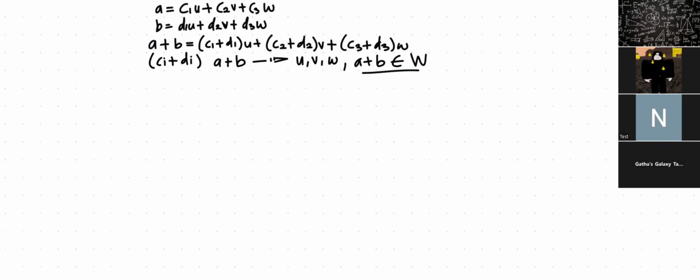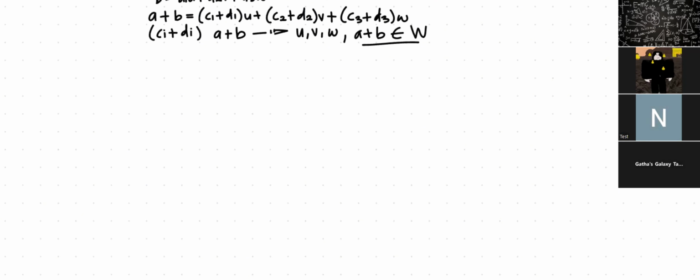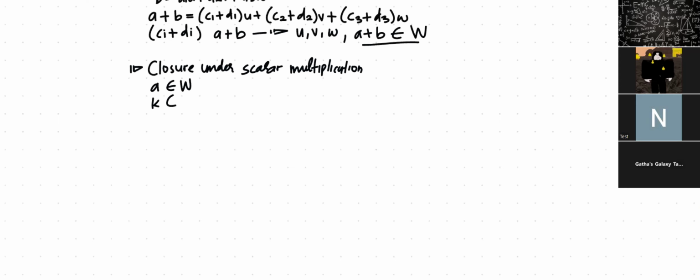Okay, the third condition is closure under scalar multiplication. For this condition, we just take any vector A that is an element of W and any scalar K that is an element of R. Okay, we know from the second condition that vector A is C1U plus C2V plus C3W. We just multiply by K.